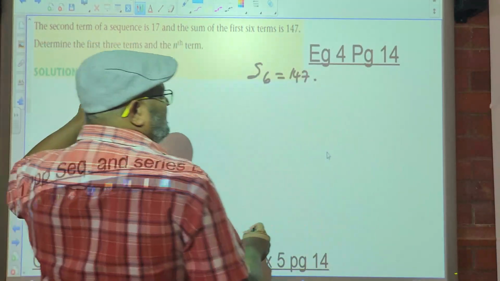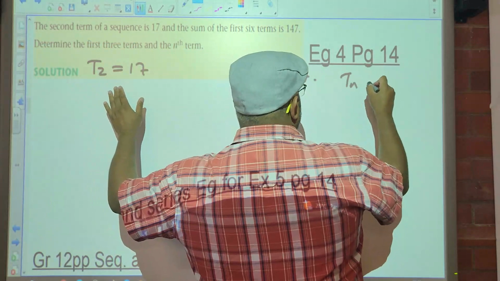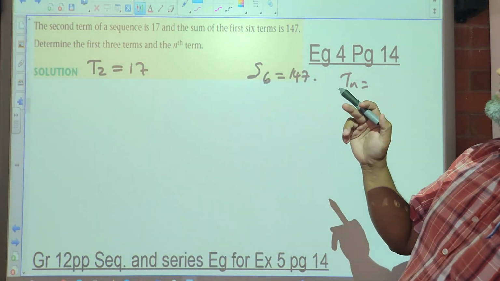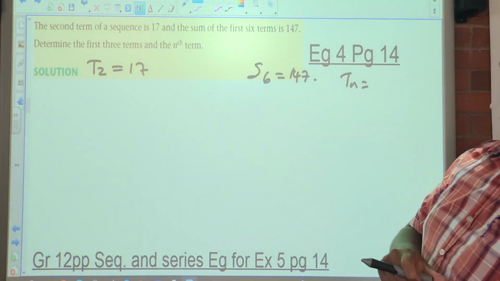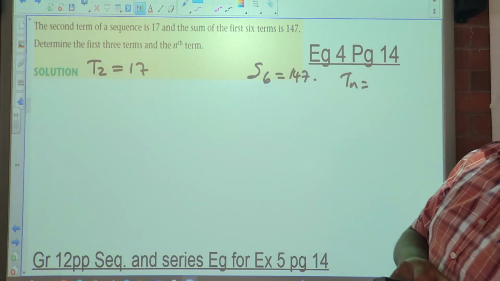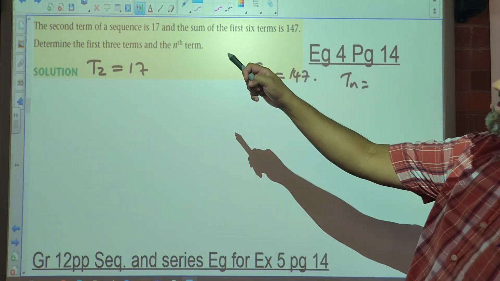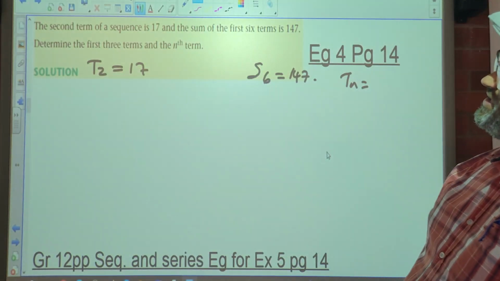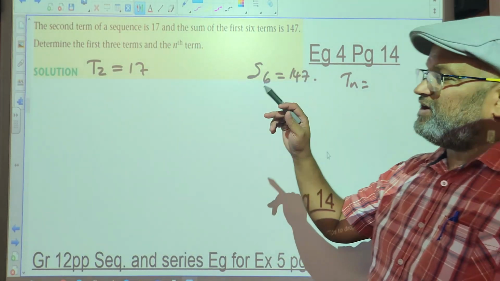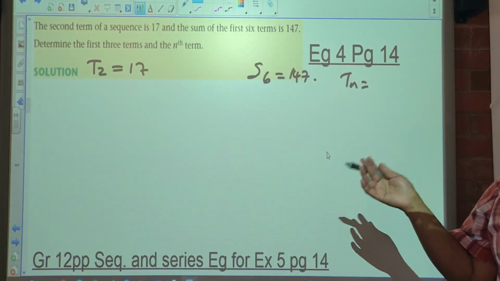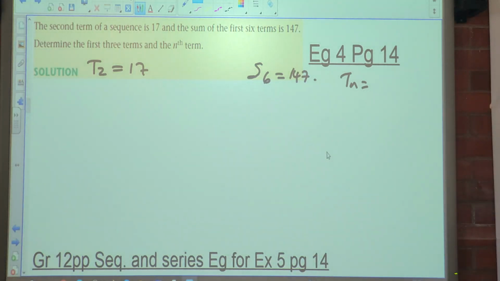So what's a general term for Tn? Okay, here it says determine. What are they shortening here, people? They're leaving out the fact that this is actually arithmetic. They should have said this is the second term of an arithmetic sequence. So this could have been geometric as well. But okay, we know, we're playing dumb, as if they made no mistake, because we are busy with arithmetic. So I knew it is arithmetic.